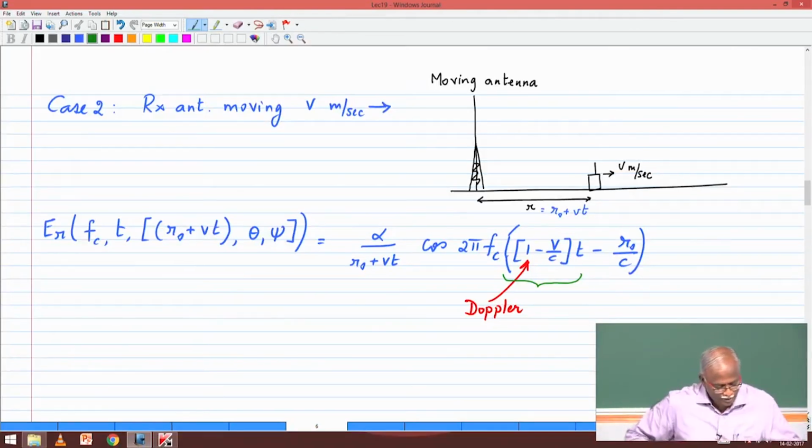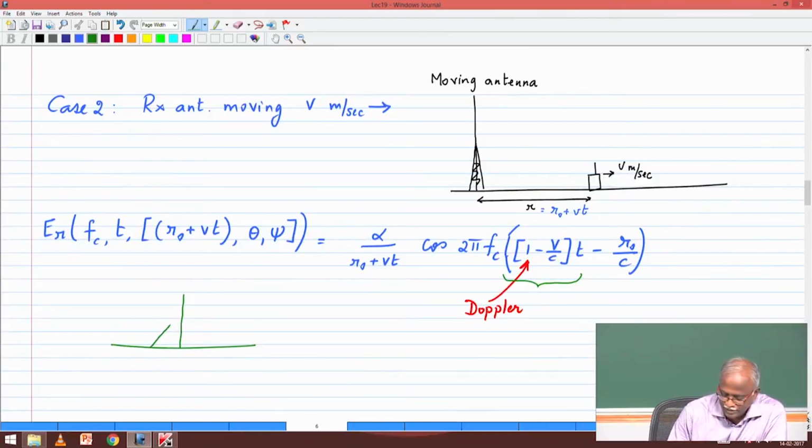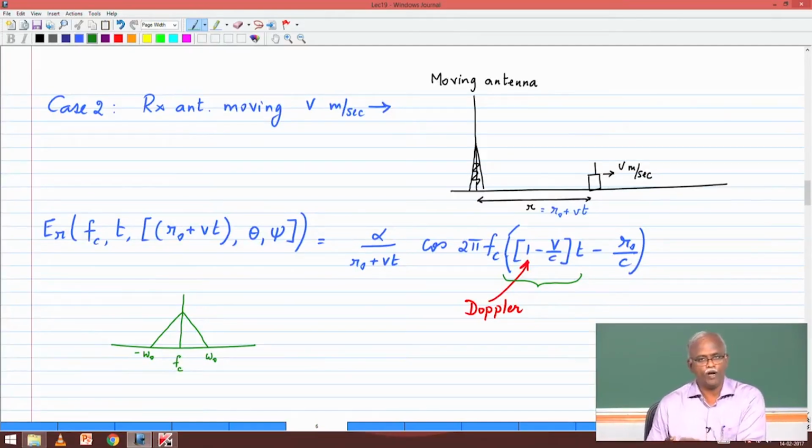Now, it is an interesting point for us to make a simple observation in this particular case. If I had a signal whose baseband spectrum goes from minus omega naught to omega naught, and it is modulated to some carrier frequency, let us say fc, what does the presence of the Doppler do to the received signal? Shifts which way?